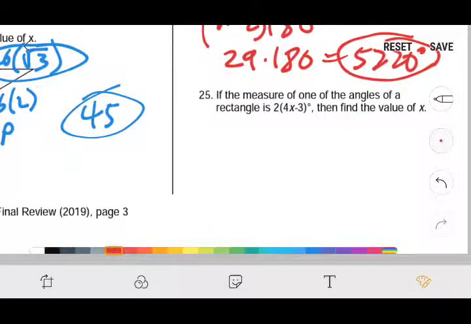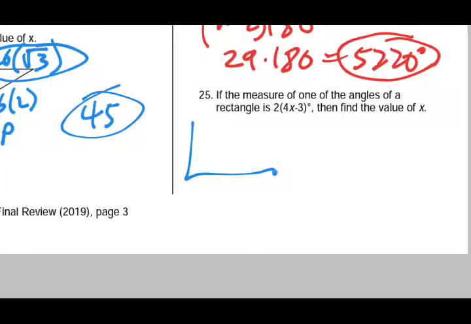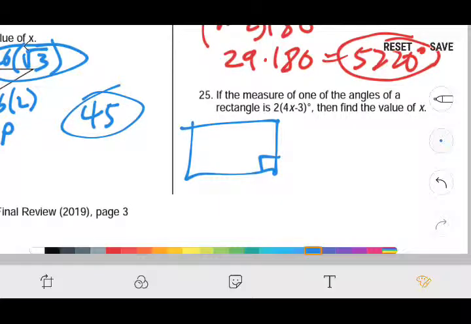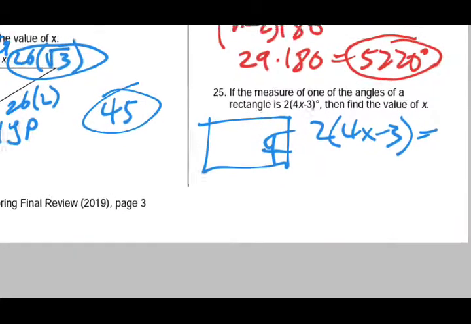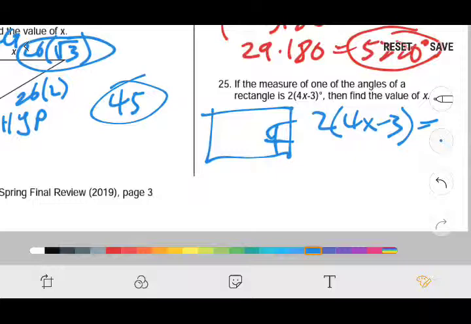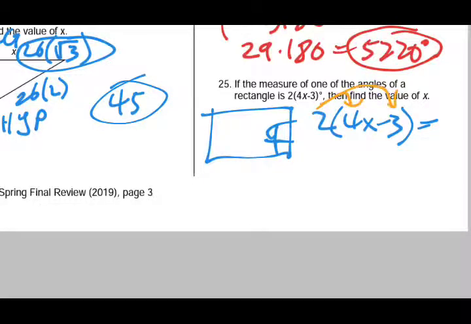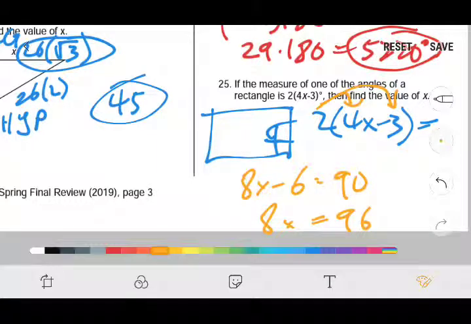One angle of a rectangle, that's going to be 90 degrees. So this one is 2 times 4x minus 3 equals 90. I can't actually fit that over there. So what's going to happen, you'll distribute this, you have 8x minus 6 equals 90. So 8x equals 96. 90, what is that, 12?